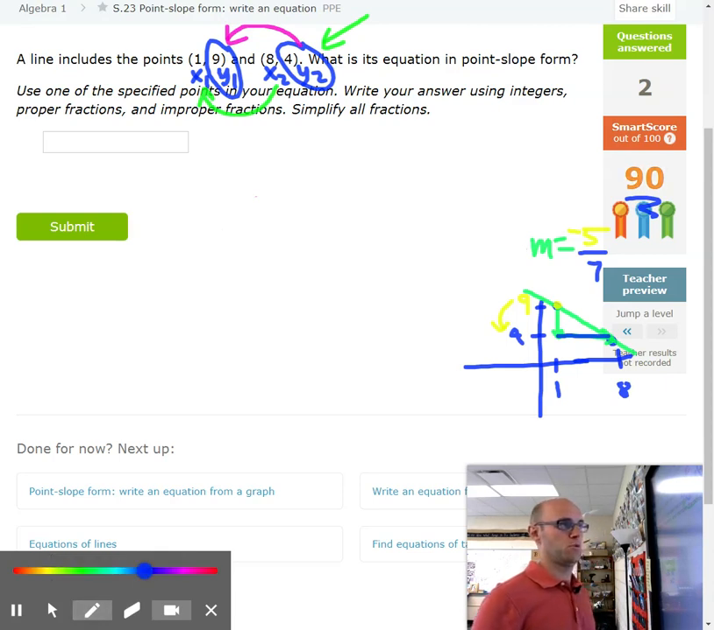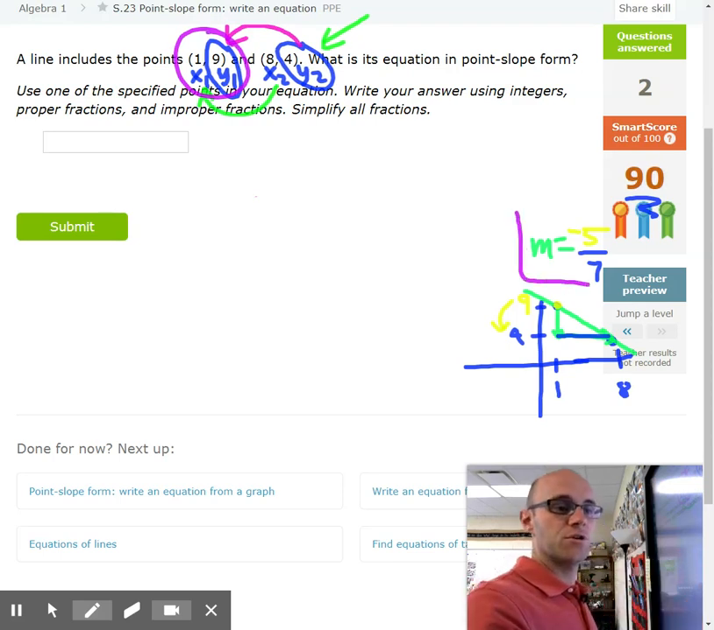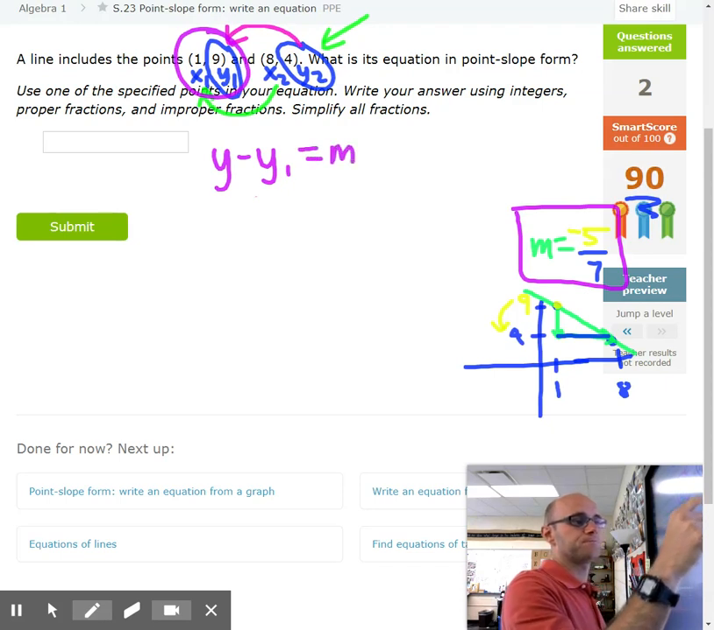Yeah, but I don't know which point to use. Don't worry about it. Just choose one. They're both on the line. They both should work. I'm going to choose this one, 1, 9. It already has the labels x1 and y1. So using that point that's circled in pink, using this slope that's boxed up in pink, let's use our formula, and let's see if we can get our final answer.